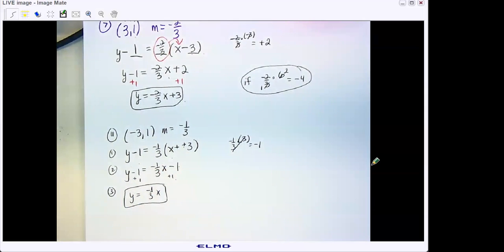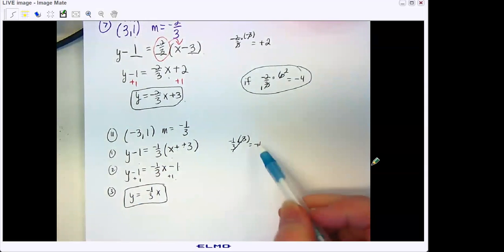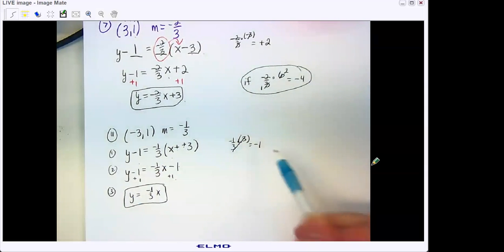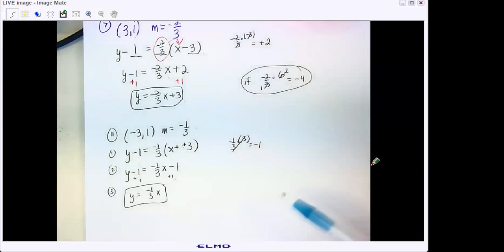I know how several of you got +2. That's because you didn't have the minus with your 1. Okay. But that was really close. Does that feel more comfortable? That's how the process should be right there.